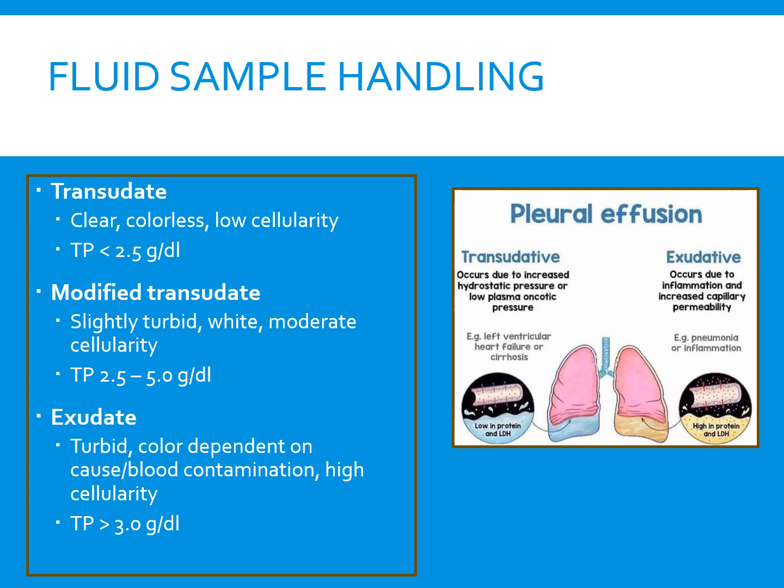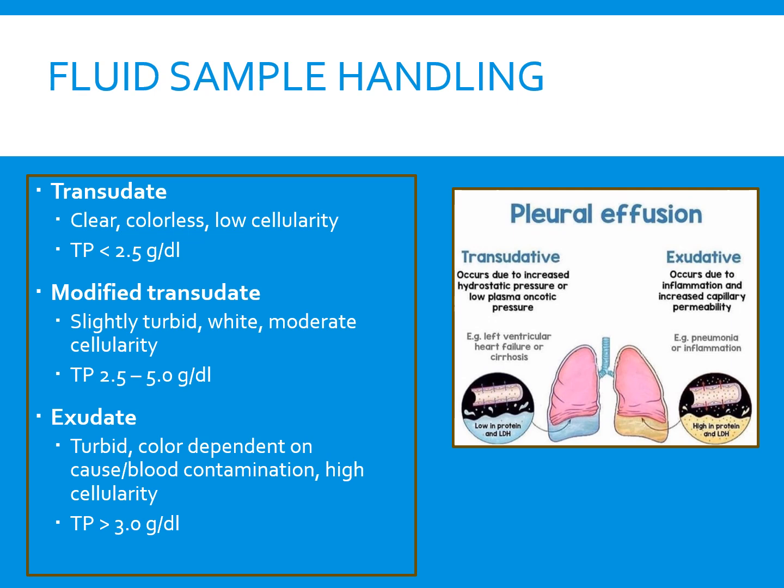The fluid that is obtained in these procedures can be classified as transudate, modified transudate, and exudate. The main difference is the cellular contents and the total protein readings. The transudate is usually clear, colorless, with low cellularity or a low amount of cells, and the total protein is lower than 2.5. The modified transudate will be slightly turbid, usually white, moderate cellularity, and the total protein value on the refractometer is going to be between 2.5 to 5.